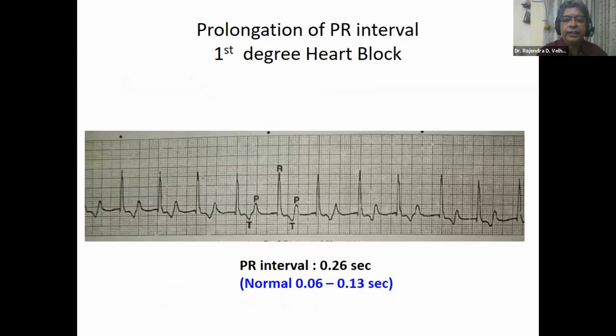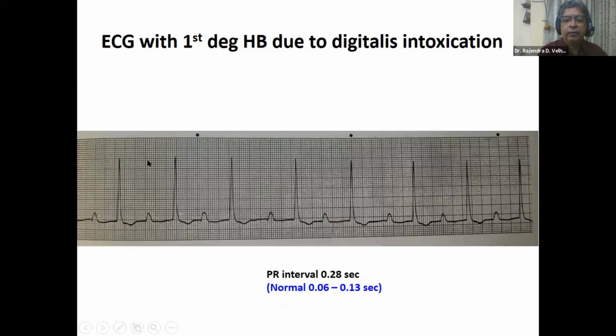Now, this particular ECG shows you that the PR interval is prolonged to 0.26 seconds. So this is a prolongation of the PR interval, and it is considered as first degree heart block. This is another case of PR prolongation to 0.28 seconds, and this is because of digitalis toxicity. So this is nothing but first degree heart block.